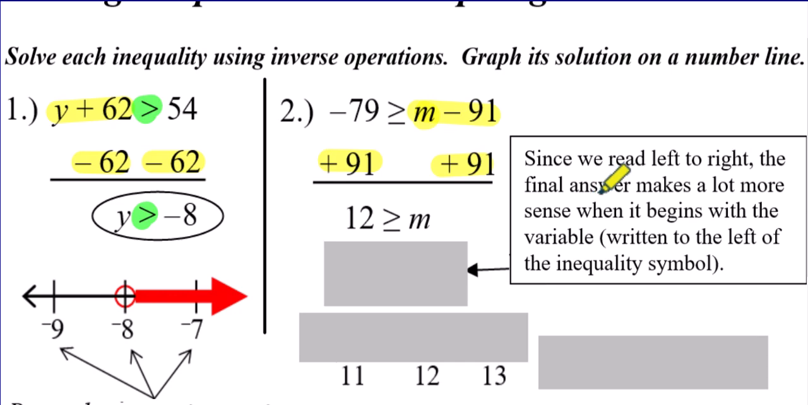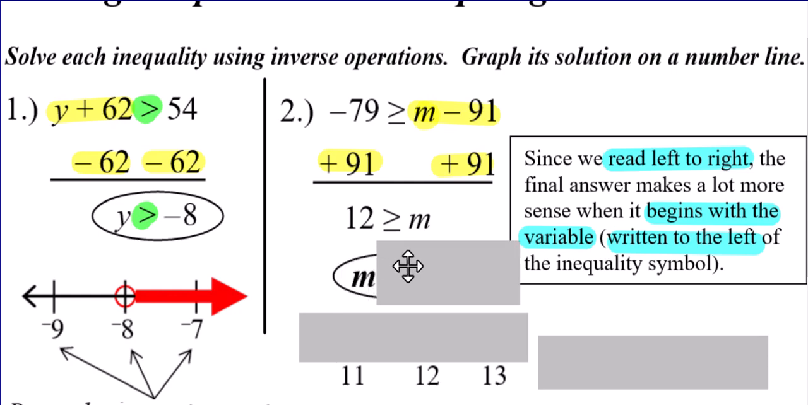Now, since we like to read in English and many other languages left to right, it makes a lot more sense if the answer begins with the variable. Now, what I mean by that is the variable written to the left of the inequality symbol. You can see here the variable is not written to the left. So if you ever get an answer with the variable on the right, you're going to need to flip that entire thing around and get the variable at the beginning over on the left. So then you can actually read what this answer actually means.